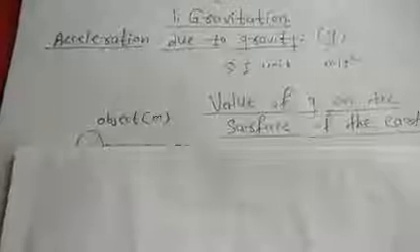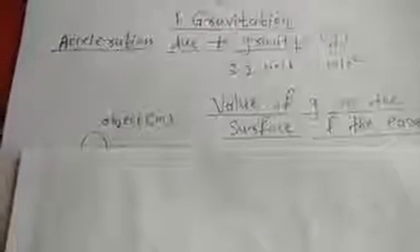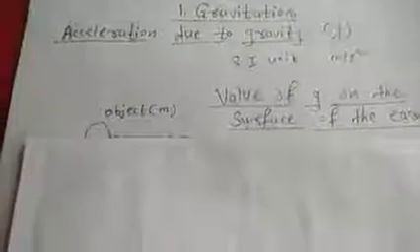Let us move to the next topic, value of g on the surface of the earth. Derive the formula of g using Newton's universal law of gravitation. We have already studied Newton's universal law of gravitation. Every object in the universe attracts every other object with a definite force. This force is directly proportional to the product of the masses of the two objects and is inversely proportional to the square of the distance between them.